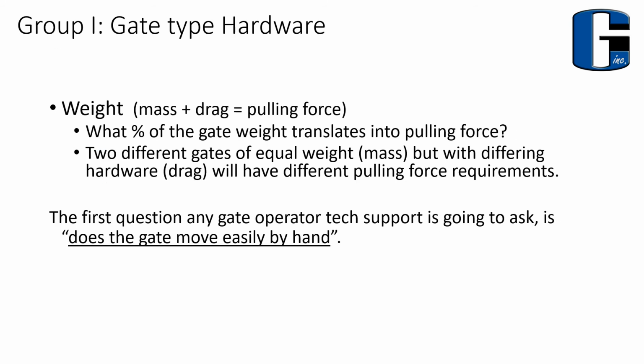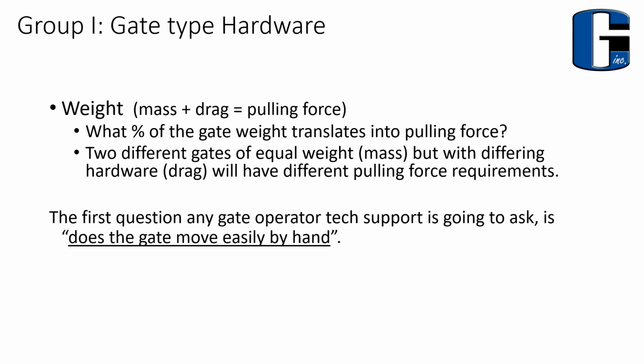So this kind of brings me to this idea of gate weight. You know, we think about, well, how heavy is the gate? The weight of the gate doesn't tell us everything. It's really the resistance to movement. And so when we talk about a slide gate, a better measurement of how much force or energy it takes to move that gate would be to use the term pulling force. And pulling force is the mass plus the drag. So mass, being the weight of the gate, is also compromised by the drag coefficient.